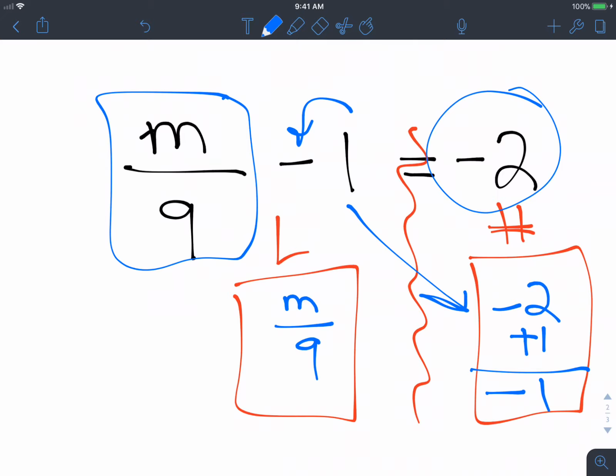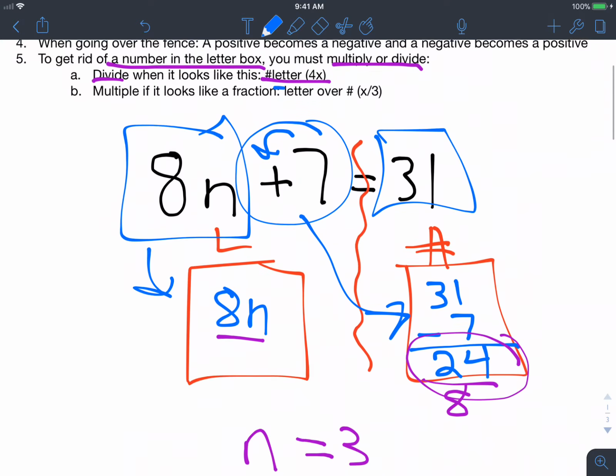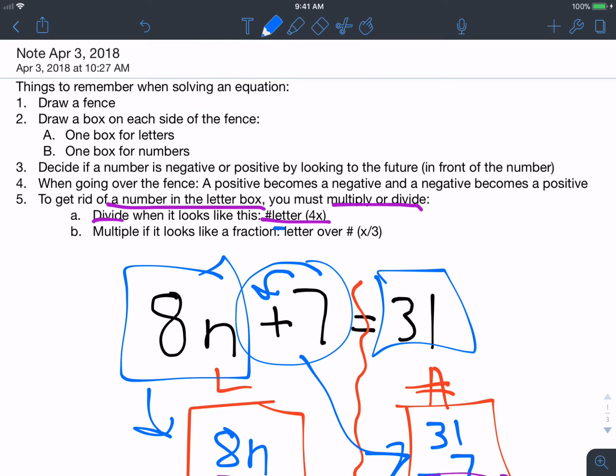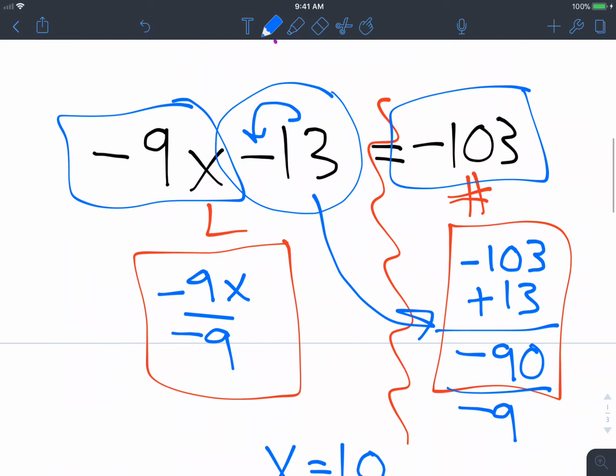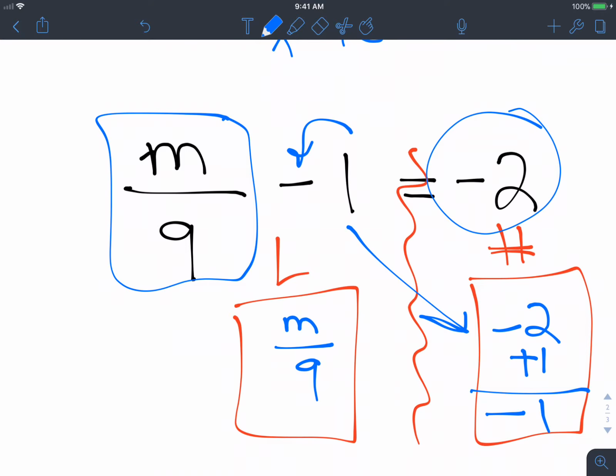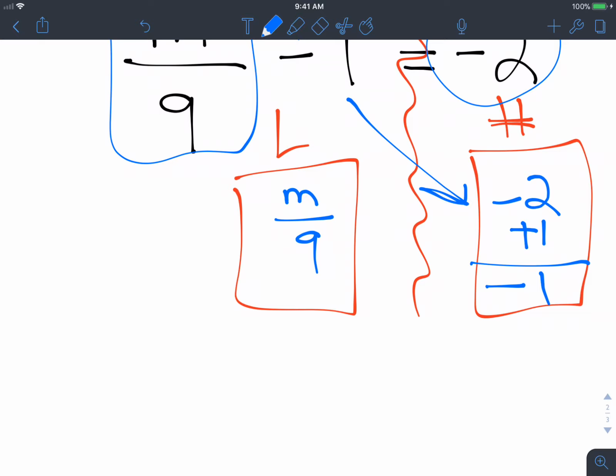Now this time it is a divide. We're looking at a divide part. So if it looks like a letter over a number, I need to multiply that number. So I'm going to multiply by 9, and I get negative 9 for m.